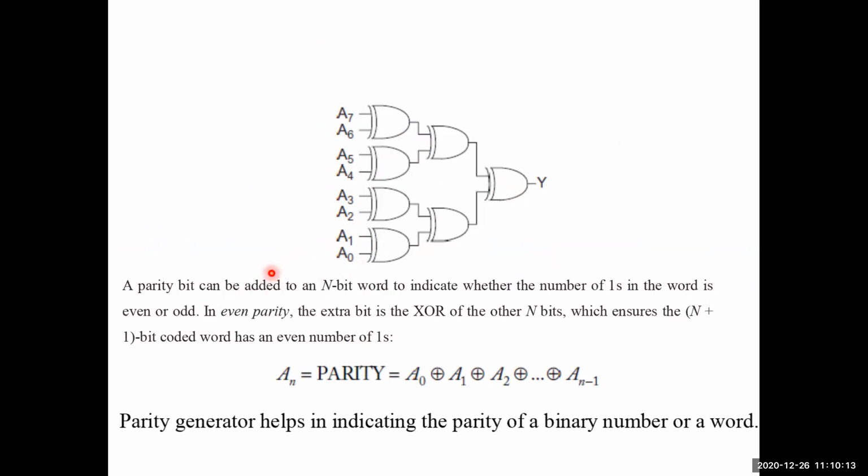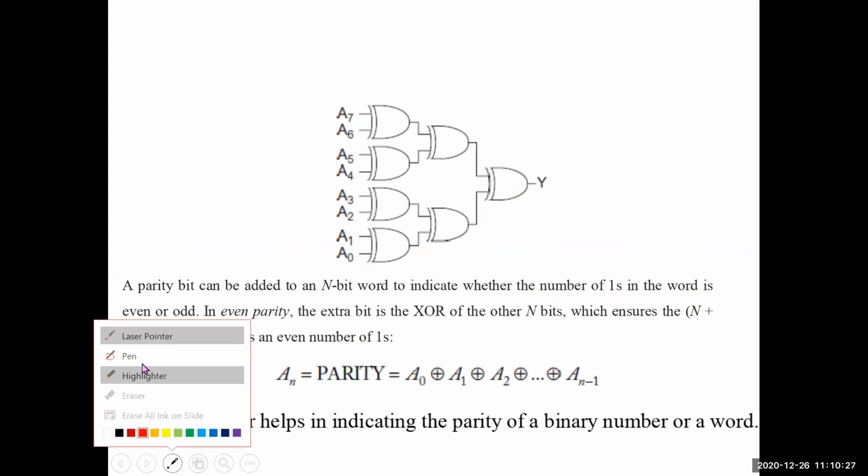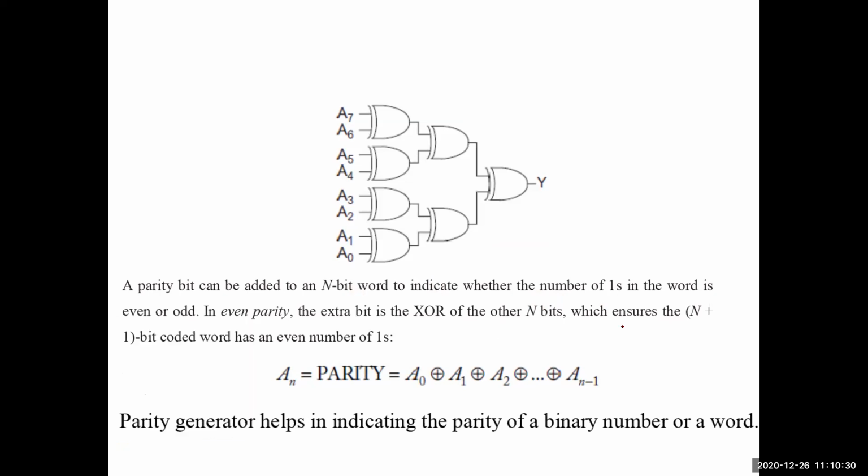Whenever you add a parity bit to this n bit number, it will tell whether the number of ones in the word is even or odd. So that's the main operation of a parity generator. It is mainly used to indicate whether a particular n bit number has an even number of ones or an odd number of ones.